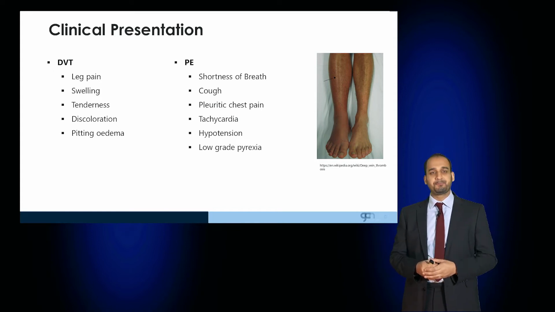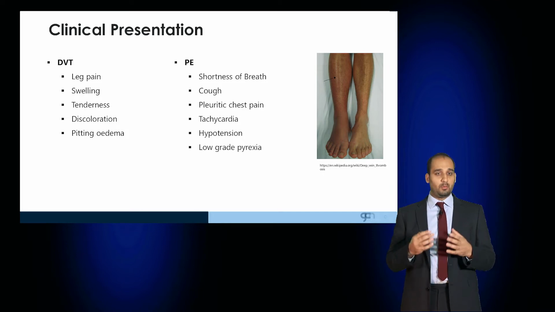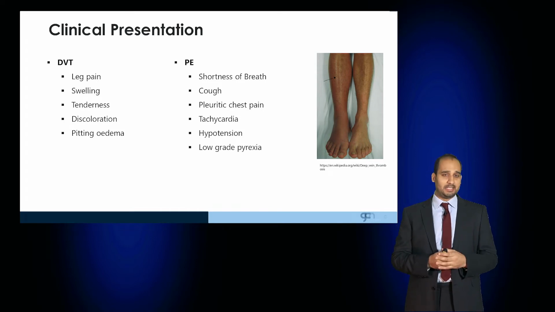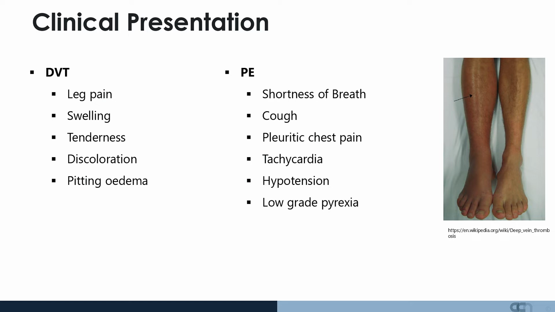in the lungs. A DVT would present with ipsilateral leg pain, swelling, tenderness, with subsequent discoloration and pitting edema, as shown in this image here. A pulmonary embolus would present with the patient reporting shortness of breath, cough, pleuritic chest pain with hemoptysis, tachycardia, hypotension in extremis, and a low-grade pyrexia. In some cases, these symptoms can be absent and the patient can have a pulmonary embolus.